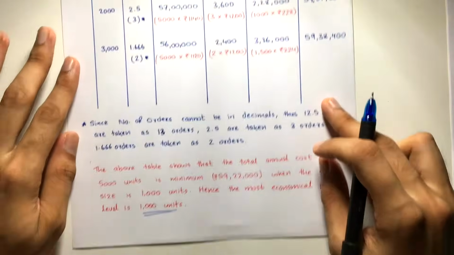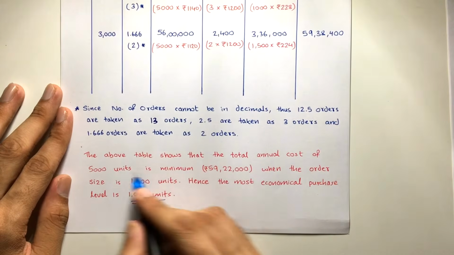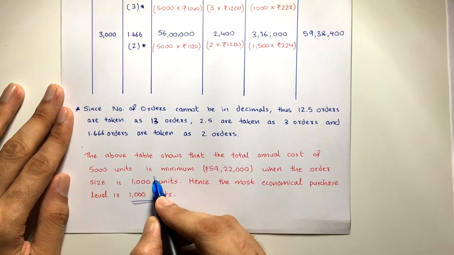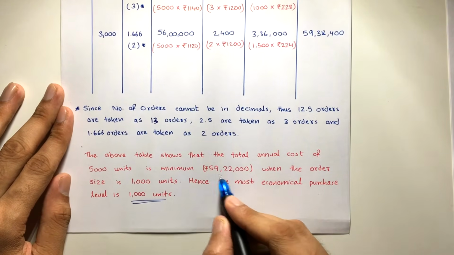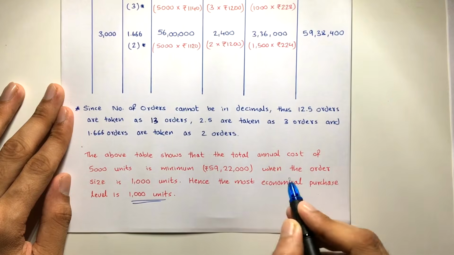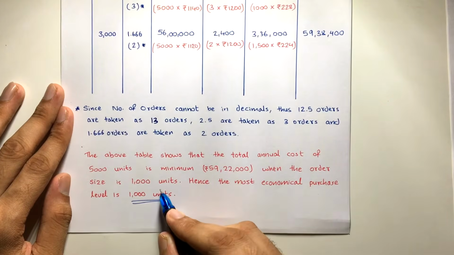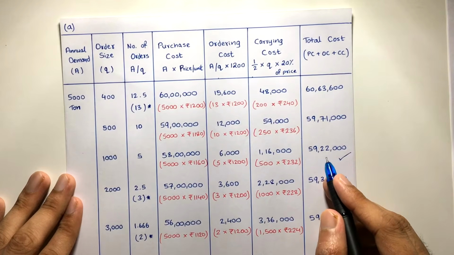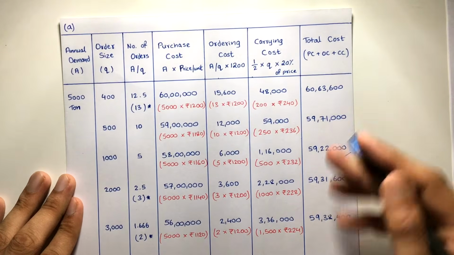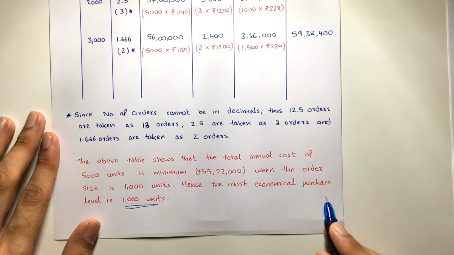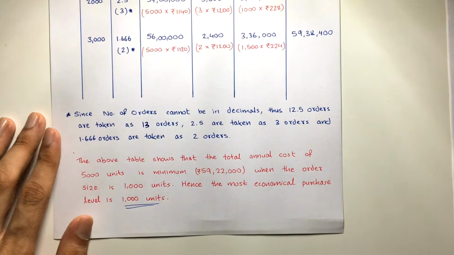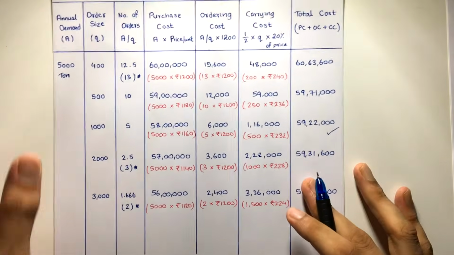Is it clear? So see here, the above table shows that the total annual cost of 5,000 units is minimum, 59 lakh 22,000, when the order size is 1,000 units. When we order 1,000 units, our total annual cost becomes the lowest among all the 5 options, right? Hence, the most economical purchase level is 1,000 units. Is that clear? And then one more observation you have to make over here.